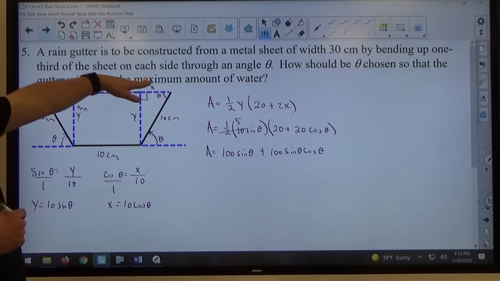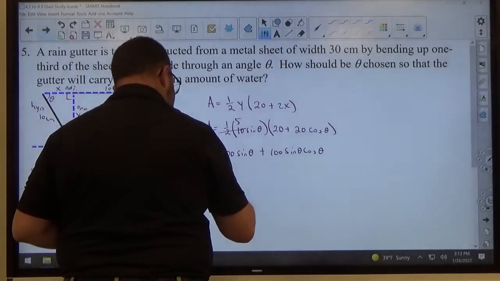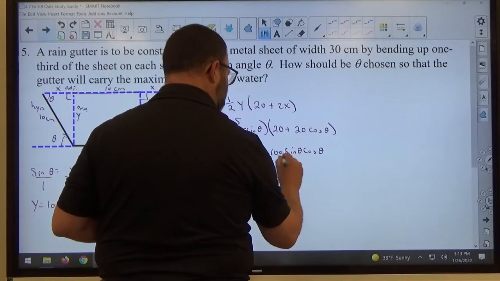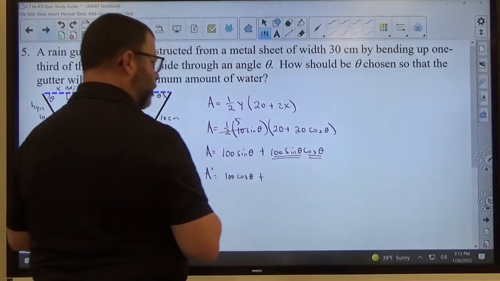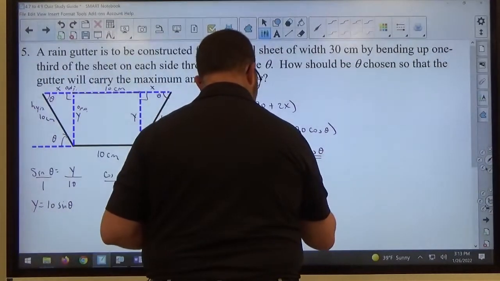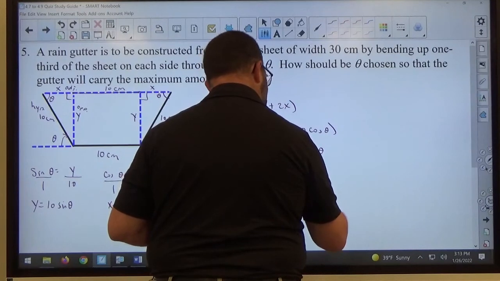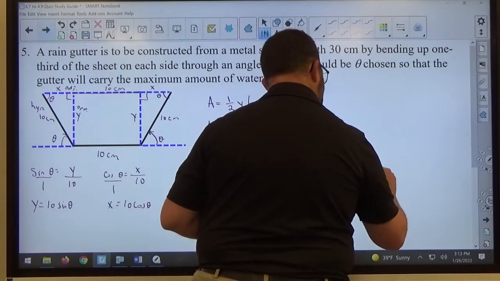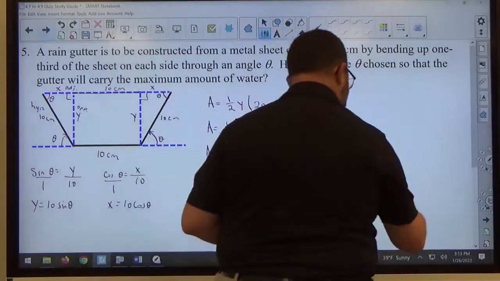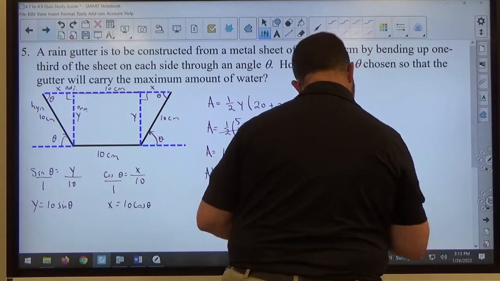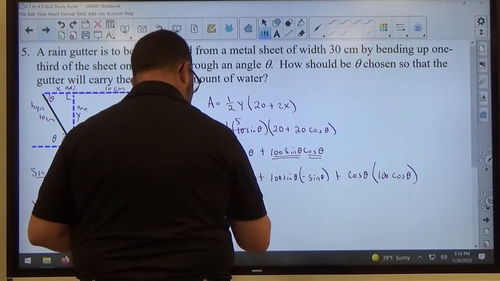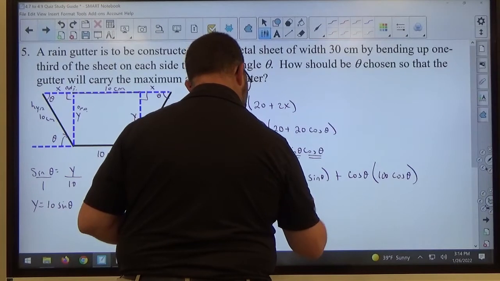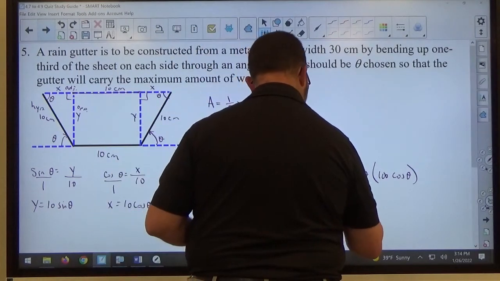In this case, we're trying to find the maximum. So A prime is 100 cosine theta. Okay, we have to use the product rule on the second one. I'm going to let that be function 1, that be function 2. So function 1 times the derivative of function 2 is 100 sine theta times the derivative of cosine, which is negative sine theta. Function 2 times the derivative of function 1 is cosine theta times the derivative of 100 sine theta, which is 100 cosine theta. So A prime equals 100 cosine theta minus 100 sine squared theta plus 100 cosine squared theta.